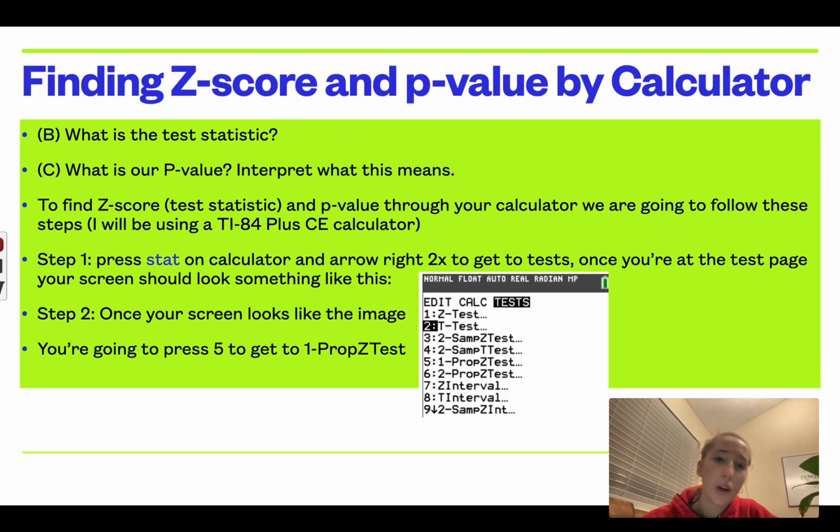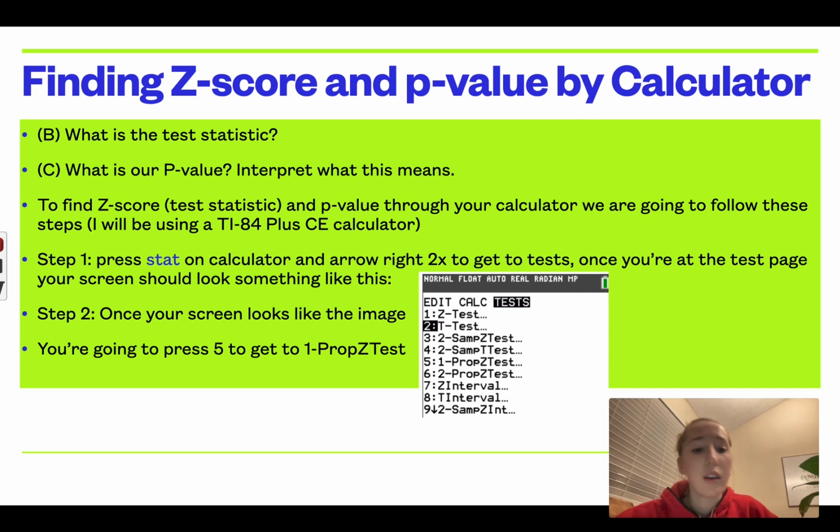Now, finding your z-score and p-value by calculator. So we're going to have our same two questions. I'm just adding on the p-value because it comes with the calculator function. So to find your z-score or test statistic and p-value through your calculator, we're going to follow these steps. And for me, I will be using a TI-84 Plus calculator, but if you have any graphing calculator, it will work.